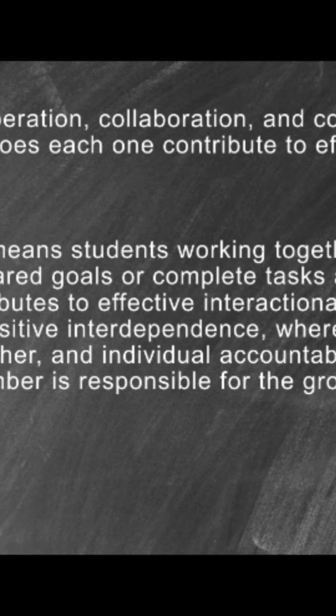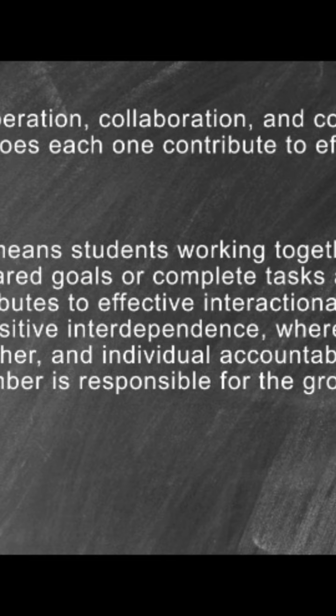So, what do cooperation, collaboration, and constructive conflict mean, and how does each one contribute to effective interactional learning? Cooperation means students working together in small groups to accomplish shared goals or complete tasks as a team, according to Gillis 2020. It contributes to effective interactional learning because it encourages positive interdependence, where learners support and rely on each other, and individual accountability, which ensures that every member is responsible for the group's success. So, cooperation means dividing tasks in a group and helping each other so that everyone contributes to success.